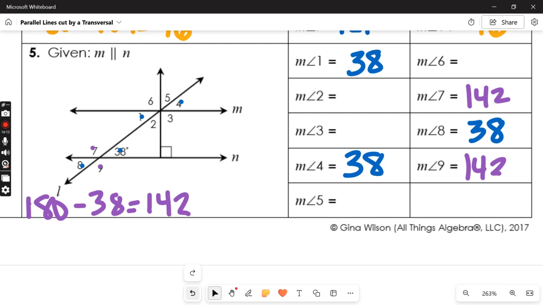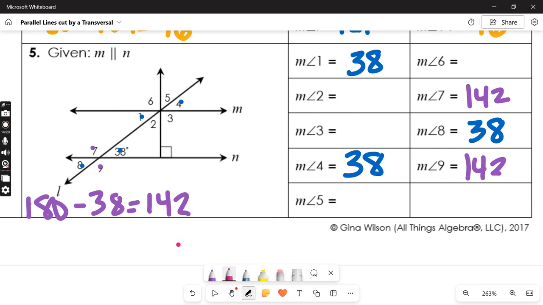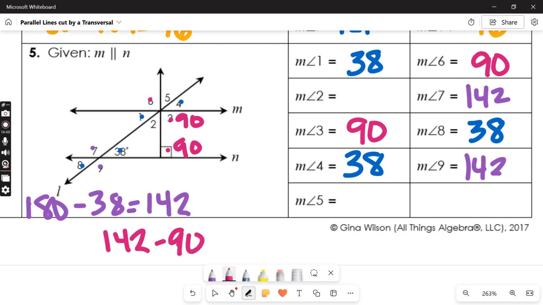Okay, so then I have to use some other information that's on this picture. So on this picture, I'm also given this little box that's right here. Remember, this little box means that this is 90. Okay, well, angle 3 and this have to add up to 180, so that means that this one is also 90. And that means angle 6 is also 90. Okay, and then I'm going to say 142 minus 90.